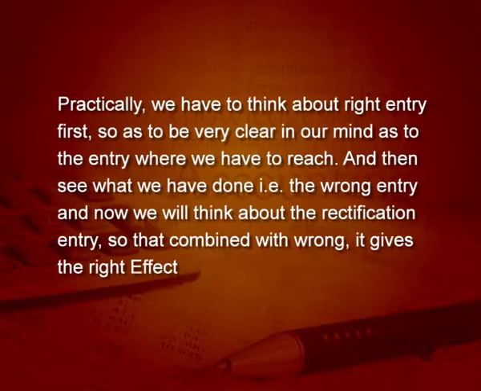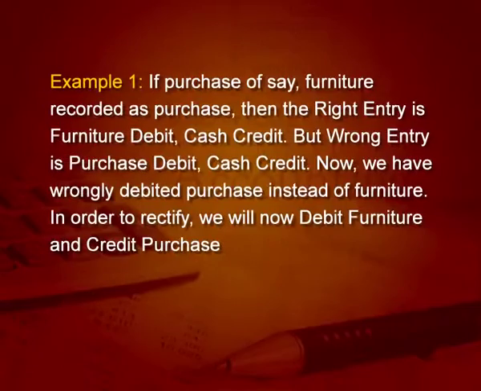Practically, we have to think about the right entry first in our mind, so as to be very clear as to what is the right entry, where we have to reach, and then we have to see what we have done, that is the wrong entry. And now, we will think about the rectification entry, so that combined with the wrong entry, it gives the right effect. To take an example, if purchase of say furniture recorded as purchase, now what is the right entry? Furniture debit and cash credit, but what you have done, wrong entry is purchase debit and cash credit. Now, we have wrongly debited purchase instead of furniture. Now, in order to rectify, we will now debit furniture and credit purchase.